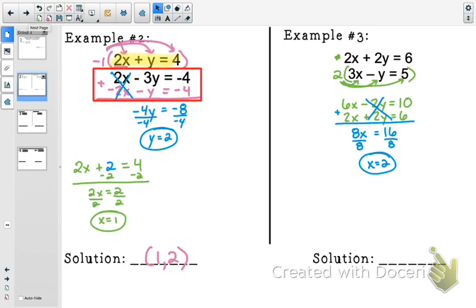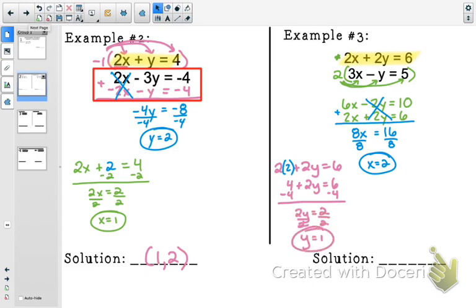Now I'll take this and plug it in to one of the original two equations. So it's 2x plus 2y equals 6. But now I'm going to plug in 2 for x. So don't forget parentheses when we substitute if there's a coefficient. So we're solving the equation 4 plus 2y equals 6. Our y value is 1. So x comma y, 2 comma 1.